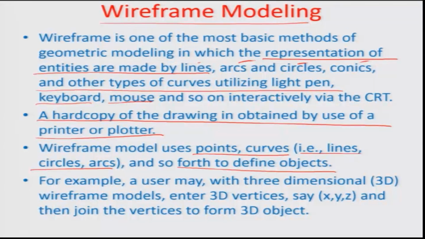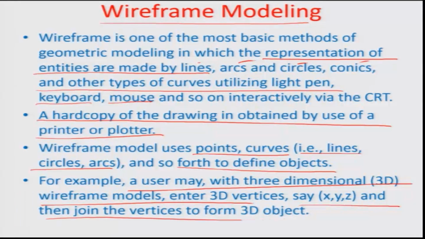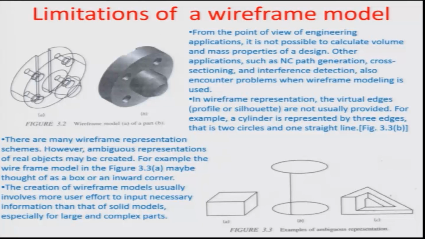So, a user, for example, may with 3-dimensional wireframe models enter 3D vertices, say x, y, z, and then join those vertices to form the 3D object, the 3D shape, and something like this would emerge. For example, when we are looking at the part which is here in figure B, the wireframe model may look something like this, where only the boundaries are being scanned or taken in terms of coordinates and laid out.